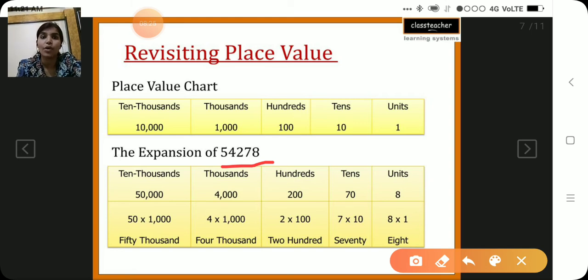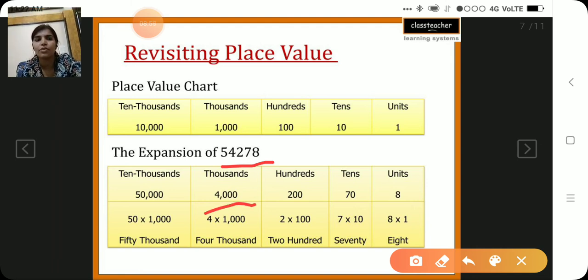So we have one example, 54,278. We want to write the place value of each digit of the number. Here you see that 8 is at the units place, 7 is at the tens place, 2 is at the hundreds place, 4 is at the thousands place, and 5 is at the 10,000s place. Then if I ask you to write the place value of the 4, which is at the thousands place, what do we write? The place value of the 4 is 4,000.